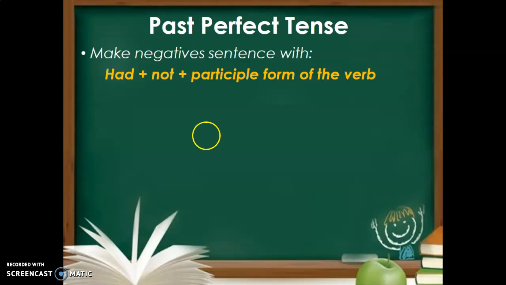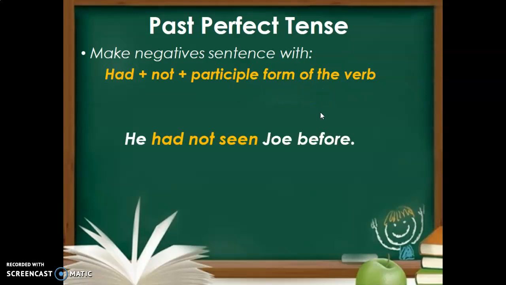How do we make negative sentences with the past perfect tense? Very easy. We use had not plus the past participle form of the verb. For example, he had not seen Joe before. So here we have a subject, which is he, had. Remember, we don't change had. We use had for all the subject pronouns. Had not seen Joe before. Before, it's another time word that helps you identify that you're using the past perfect tense, right? Contraction form, he hadn't seen Joe before. He hadn't.